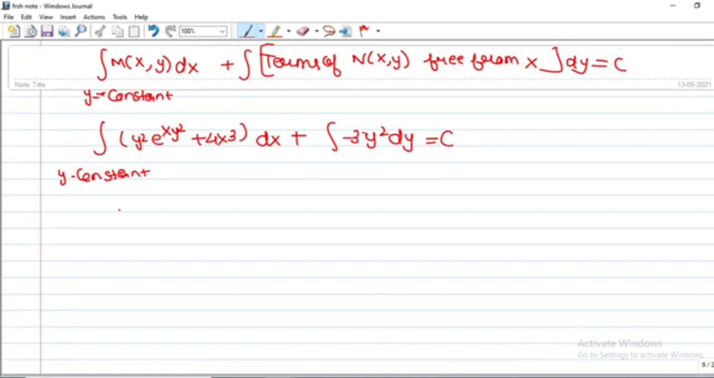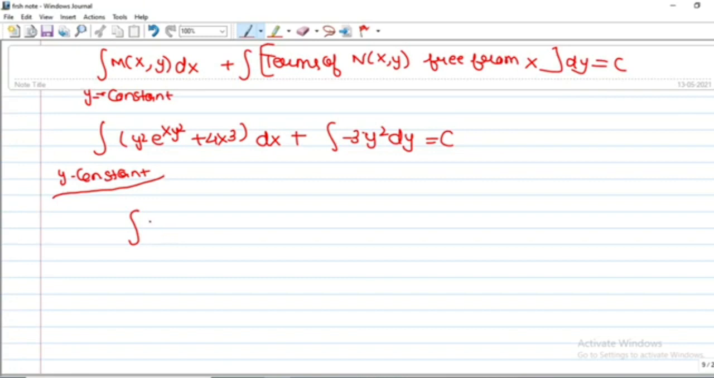If I differentiate this, what am I going to get? If you integrate this, you can see that y square is constant. So don't get into a hurry and use the product rule. If you use the product rule, you will get the wrong answer because y is constant. They have clearly mentioned y is constant. Many children will make this mistake, so don't make this mistake.